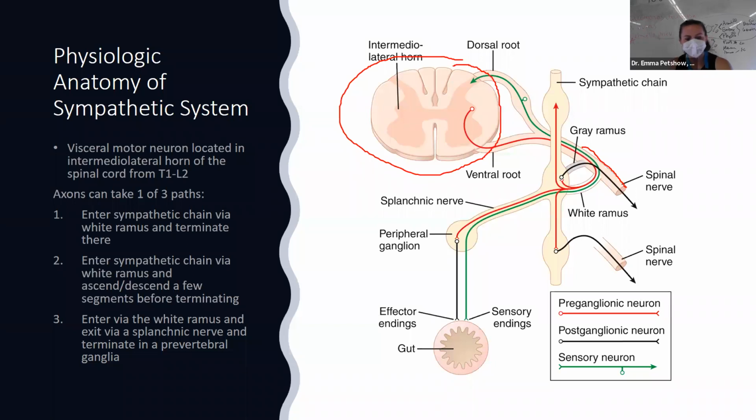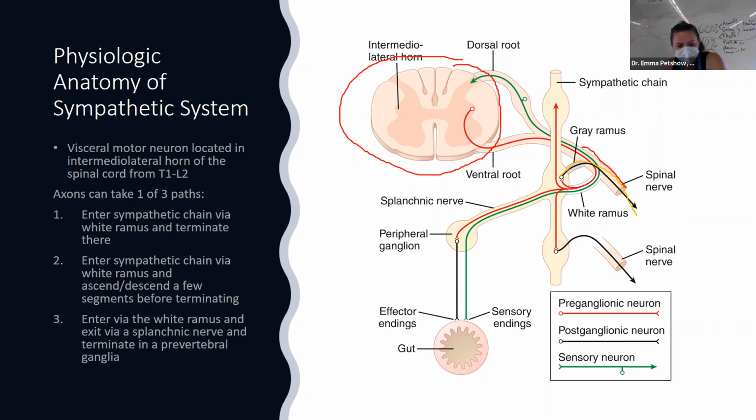I'll do that in another color. We'll just follow each of these pathways. Synapse with a postganglionic neuron that's also going to travel out of our spinal nerve. We then can also have that same process, that same pathway we started with.